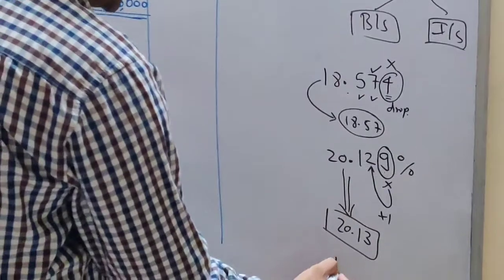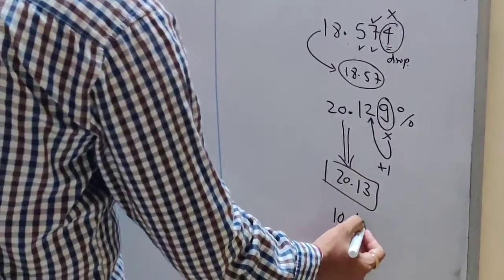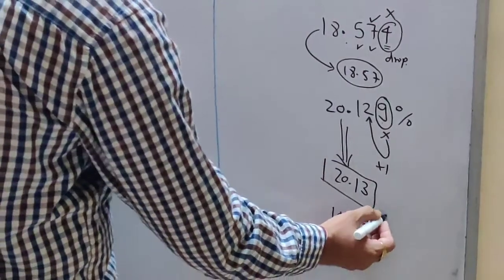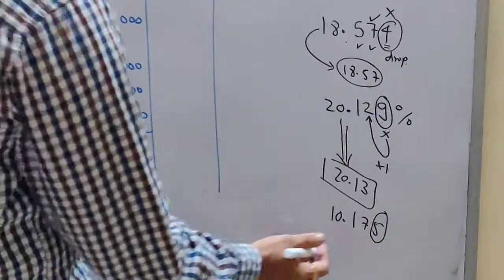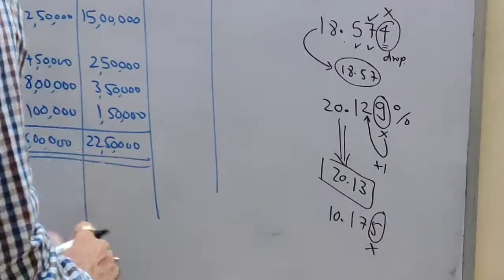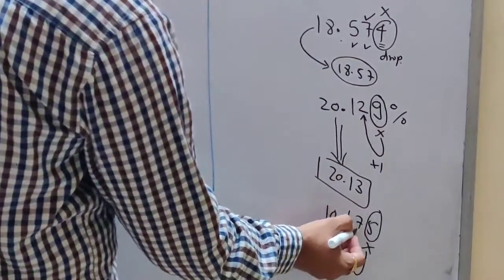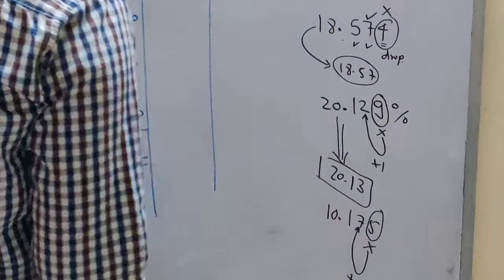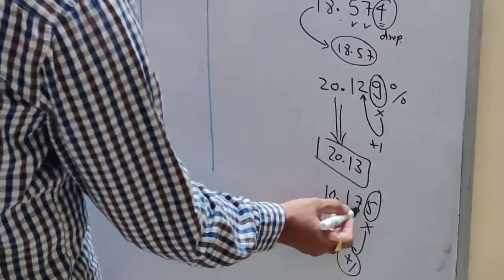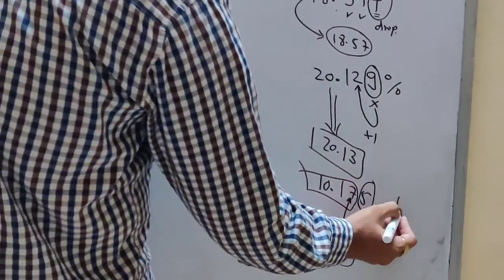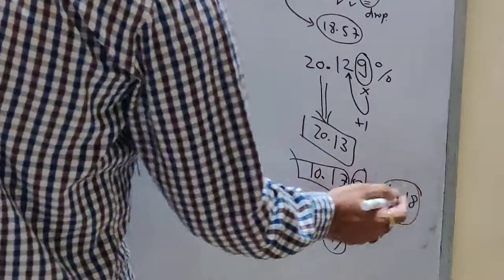See, I am taking one more example. 10.175. So after decimal, this is your third digit. We never write the third digit, but you have to check if it is 5 or more than 5, you have to add 1. So if you add 1 to this number, what will be your answer, student? Your answer will be 10.18.